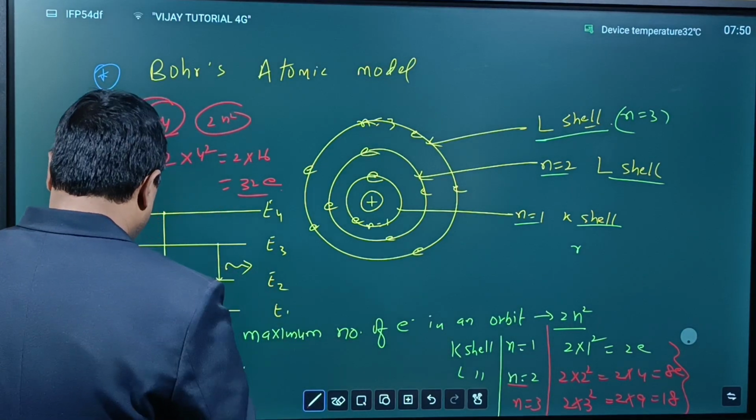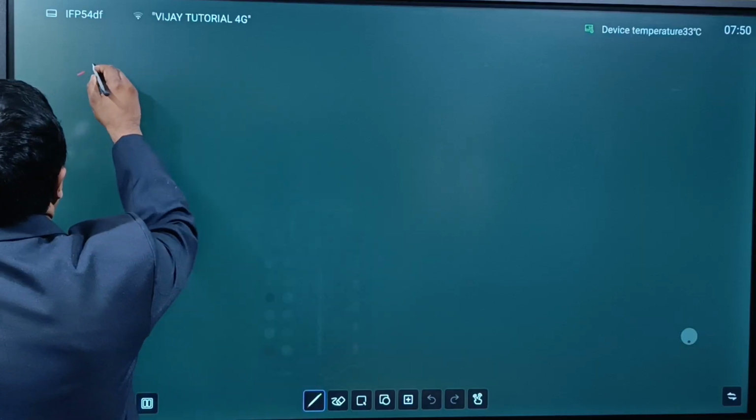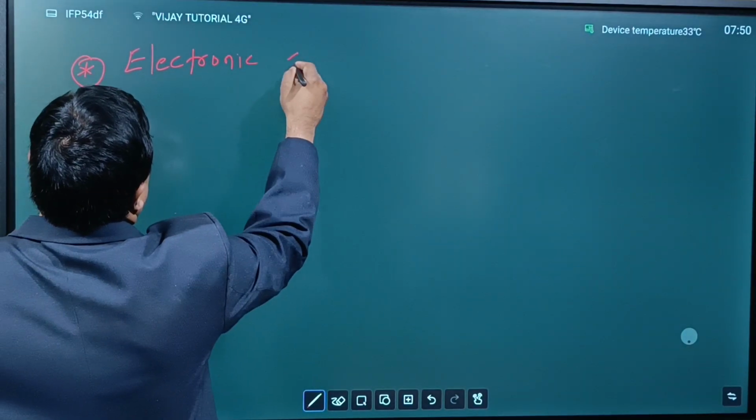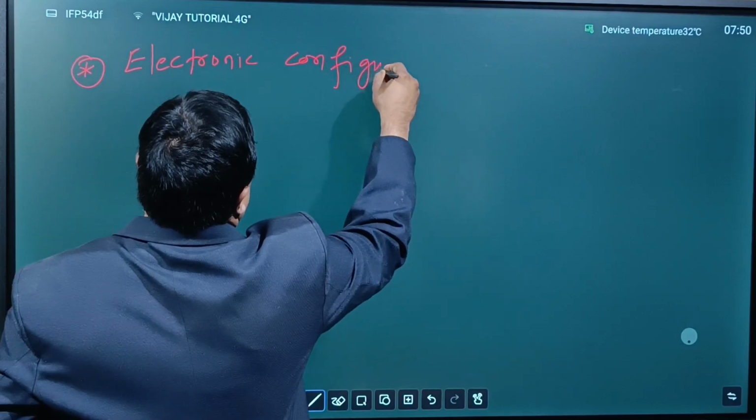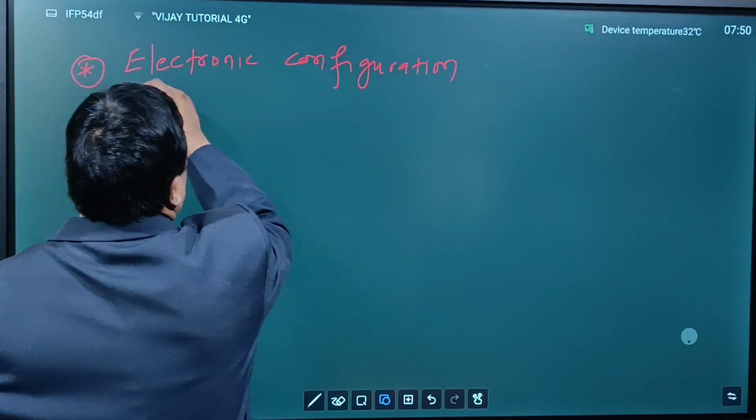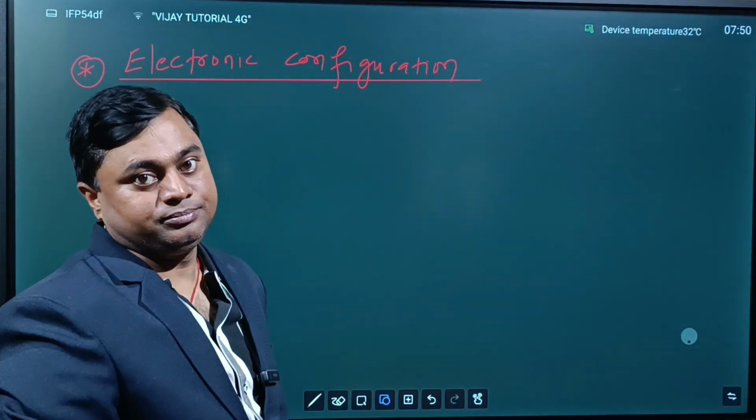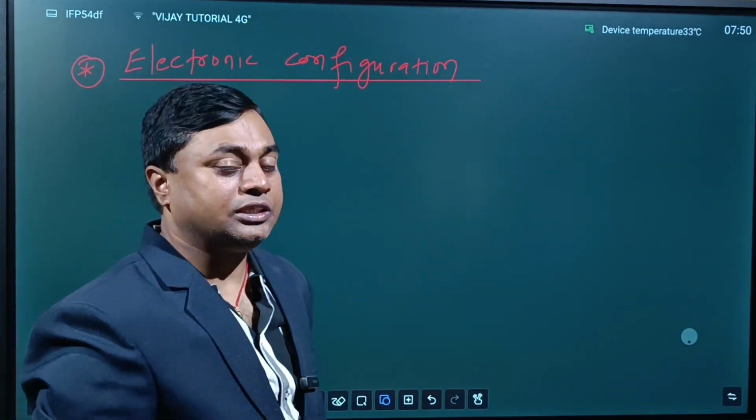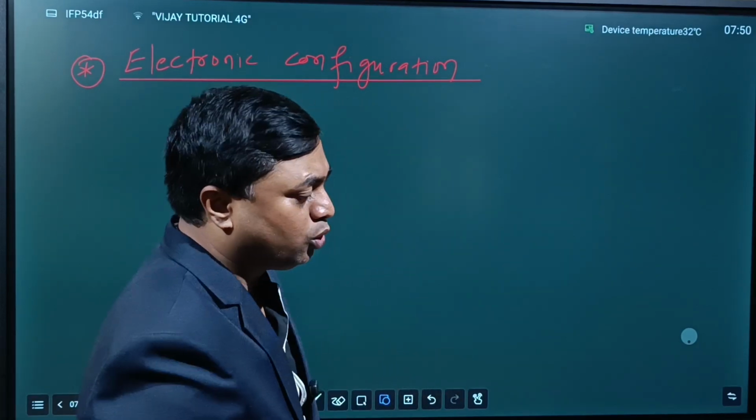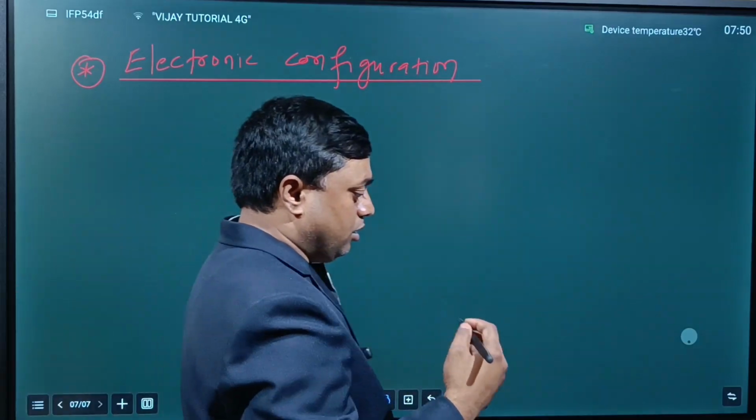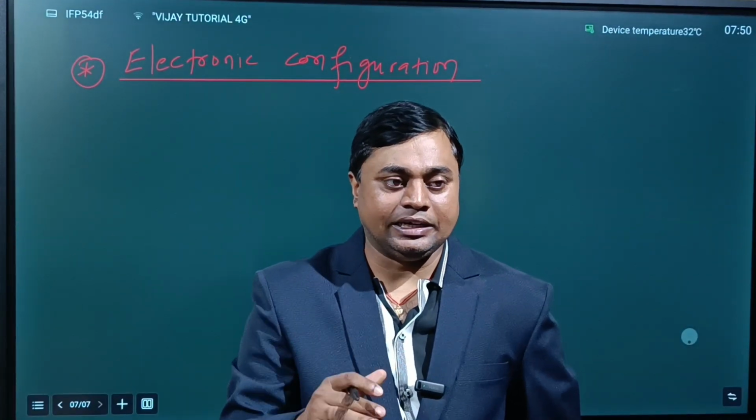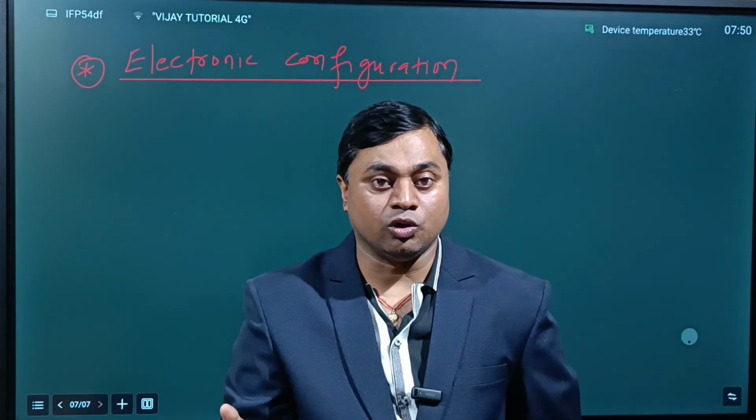Now let's talk about the electronic configuration. Try to understand, very important concepts. Electronic configuration is nothing but the arrangement of electrons in the atom. The arrangement of electrons in the atom is called electronic configuration. So being a good student, you should know that an atom contains a nucleus in the center, and inside the nucleus we have protons and neutrons, yes or no?